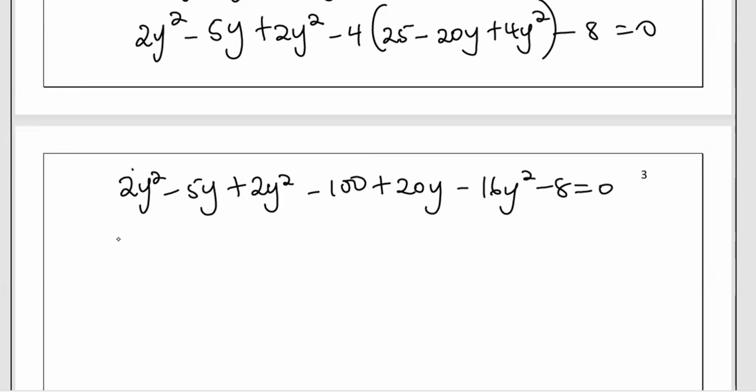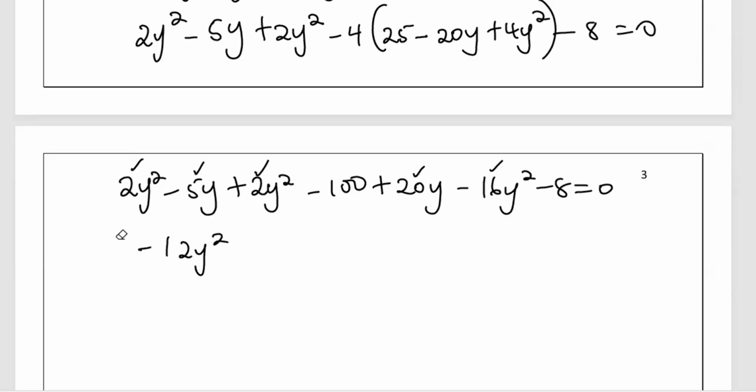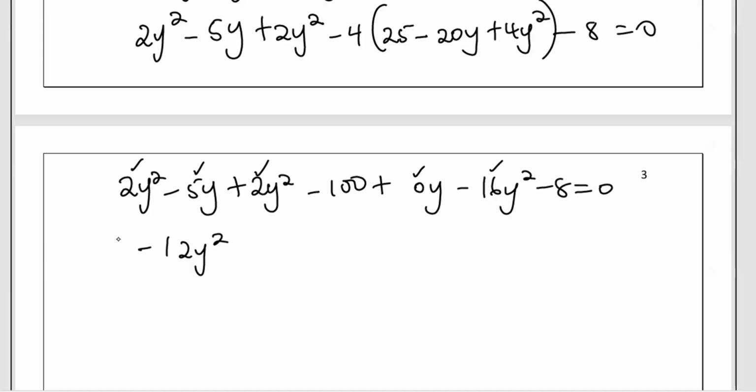Let's now collect the like terms. 2, 4 minus that, so we have a negative 12y squared. Then minus 5 plus 20. What is minus 5 plus, why is it a 20? Isn't that witchcraft? It's supposed to be 80, because 4 times 20 is 80. So negative 5 plus 80 is giving me a positive 75y. And then minus 100 minus 8, I'll get negative 108 is equal to 0.